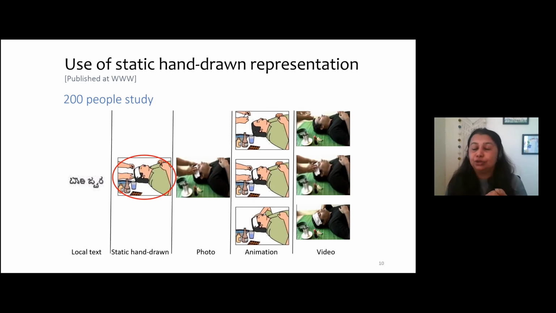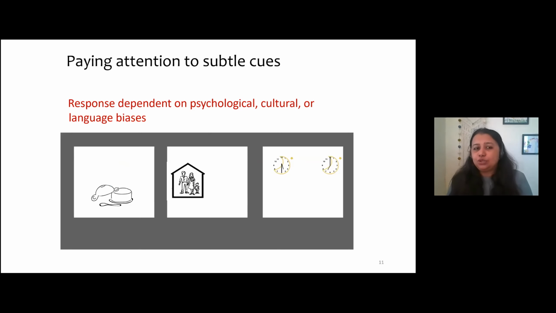Something like animation or video, like motion graphics, can be confusing because there is context-laying activity, like somebody dipping the cloth and wringing the cold compress and putting it on the forehead of the person who's sick. That context-laying action can be confusing, but static hand-drawn representation turned out to have the right amount of information to depict what we were trying to communicate. So that was the most well understood. We also had to pay attention to a lot of subtle graphical cues, because people's understanding of graphics depended on various psychological, cultural, or language biases that they had.